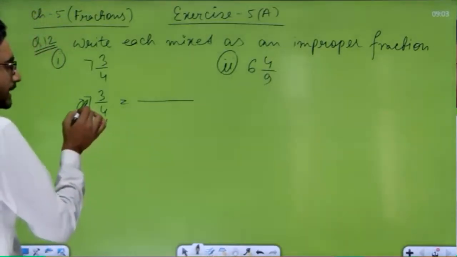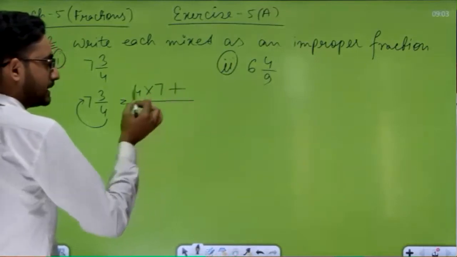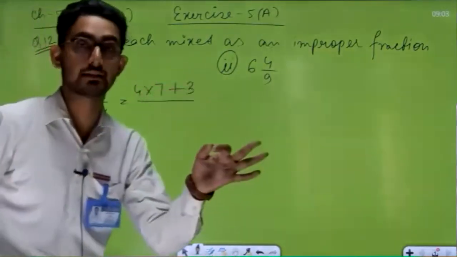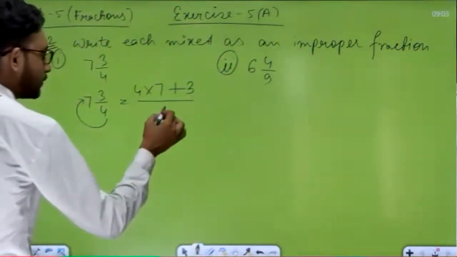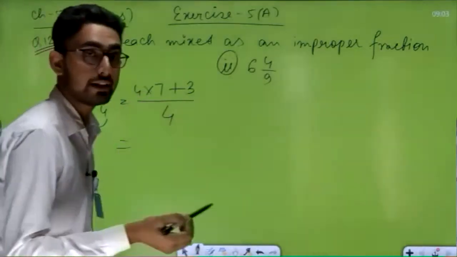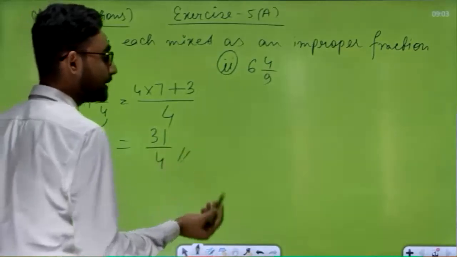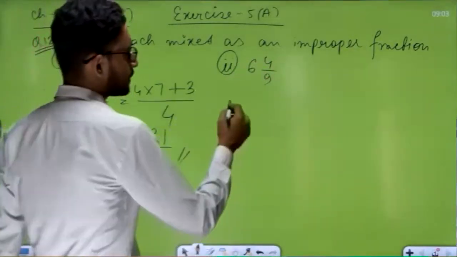Then denominator multiply whole number, so 4 multiplied by 7 plus this numerator 3, and in the denominator, write the denominator as it is. That means 4. So we can say the answer will be how many? 4 7s are 28, plus 3 is 31, upon 4. That is your complete answer. Very simple question. Now come here, next question.